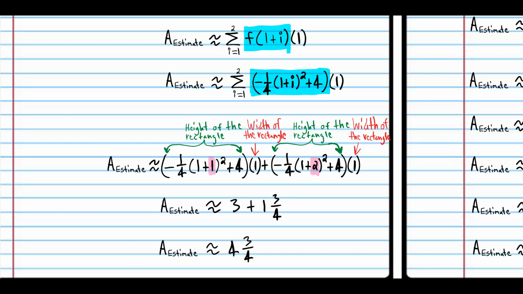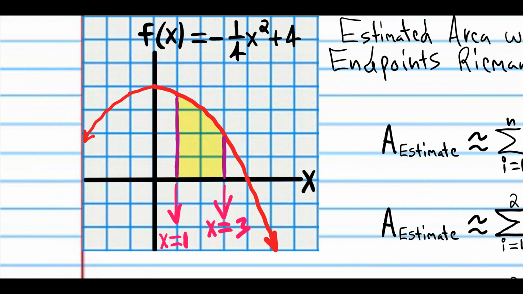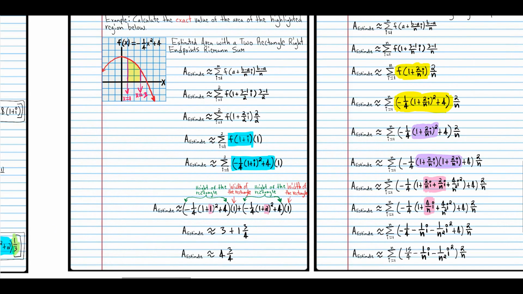It's not a very good estimate, because we're only using 2 rectangles to estimate this area. We're trying to estimate this shaded area using this rectangle and this rectangle. Okay, so we use this greenish rectangle and this greenish rectangle. We added up the areas and we got 4 3/4. So that's what we've been doing so far.